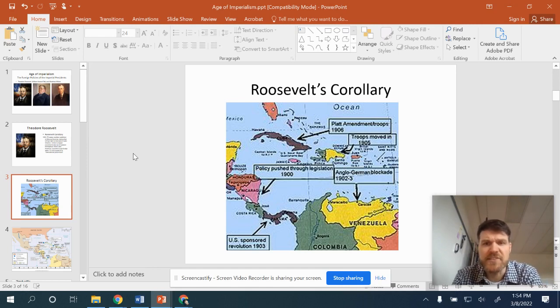Examples of Roosevelt's corollary in action: the Platt Amendment, which was an outcome of the Spanish American War. We send troops into the Dominican Republic in 1905. We're backing the Panamanian Revolution from Colombia in 1903. We're going to help Venezuela create a blockade. We're going to prevent the Germans from getting into Venezuela because, again, this is our backyard. This is our sphere of influence. And this is going to be us flexing our military muscle here.